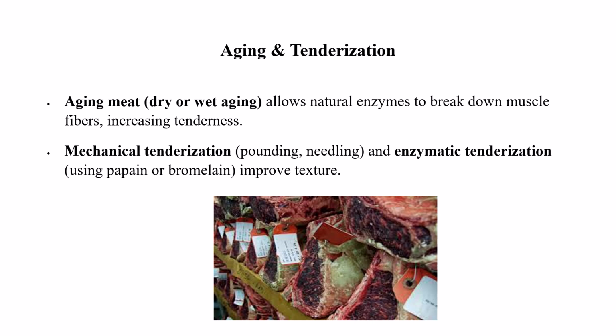Aging and tenderization. Aging meat, either dry or wet, allows natural enzymes to break down muscle fibers, increasing tenderness. Mechanical and enzymatic tenderization methods can also improve texture by breaking down fibers.